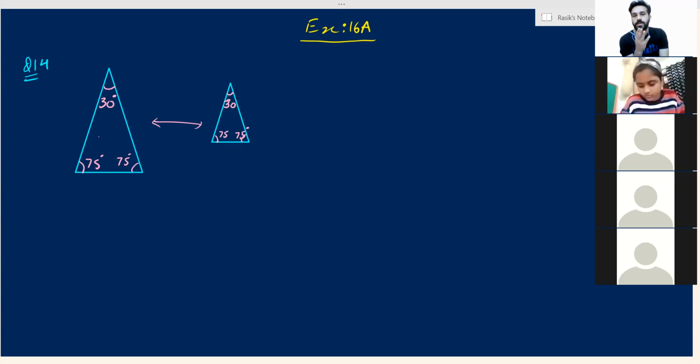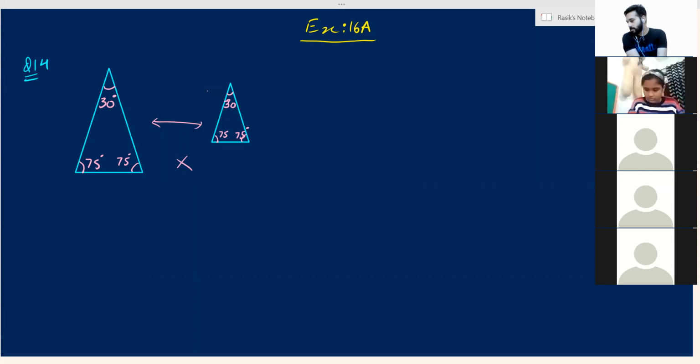So here the shape is the same, but the size is different. Am I right or not? So the two triangles are not congruent. So what is the answer of question 14? If two triangles have their corresponding angles equal, are they congruent? No, not always. You can give the reason that triple A is not a valid criteria to prove congruency.